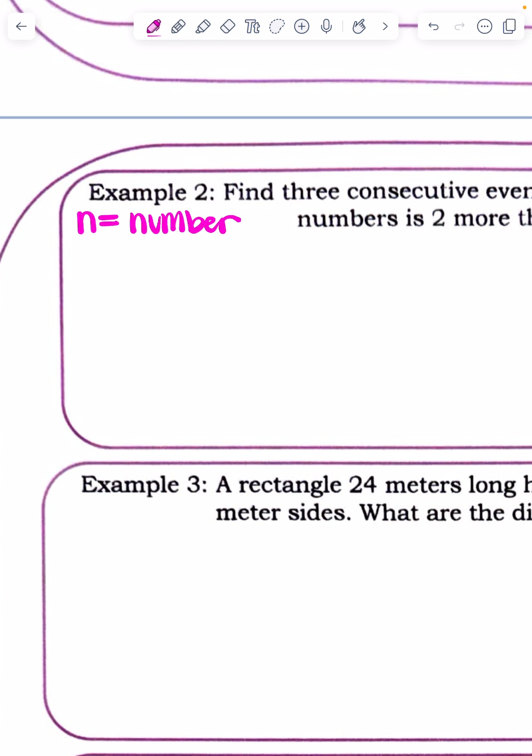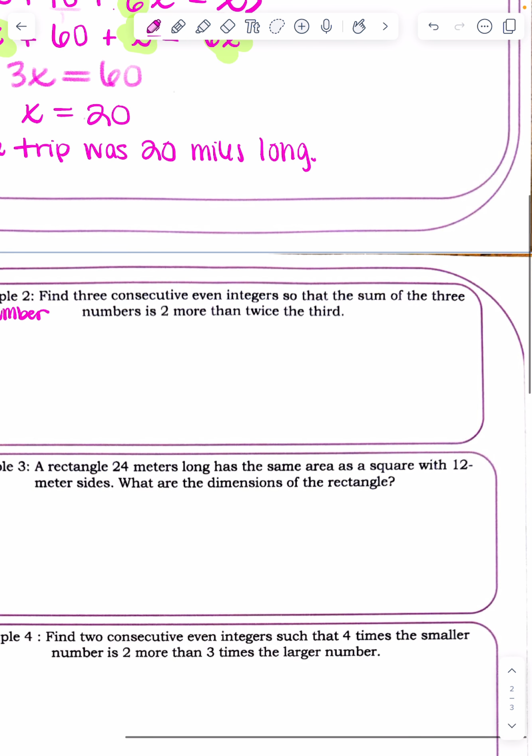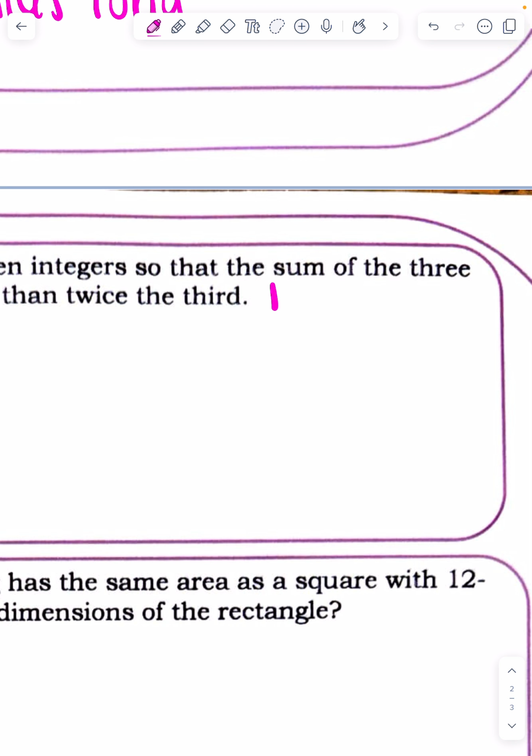Well, let's come over here and think, okay, I don't know how to represent the other ones, but I do know if I had 14, 16, and 18, those are consecutive even numbers. From 14 to 16, that's plus 2. From 14 to 18, that's plus 4. So anytime you're getting consecutive evens, you're going to be adding 2 each time.